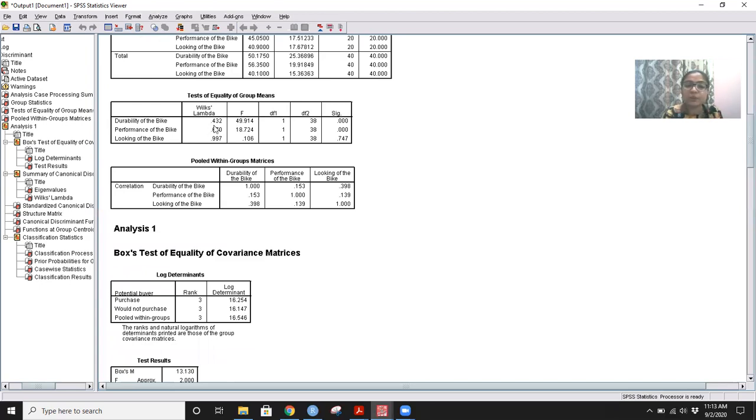So let's see, for durability we have the lowest, 0.432. That means durability as an independent variable does the best job among all the independent variables in explaining the variability in the dependent variable. Secondly, we have performance at 0.67. Lastly, it is the looking of the bike, which is not doing a very good job in explaining the dependent variable's variability. So this Wilks lambda tells you which independent variable contributes significantly in the discriminant function analysis.